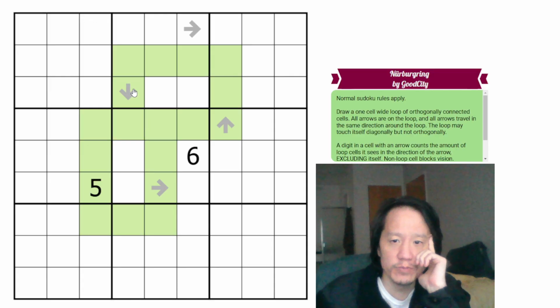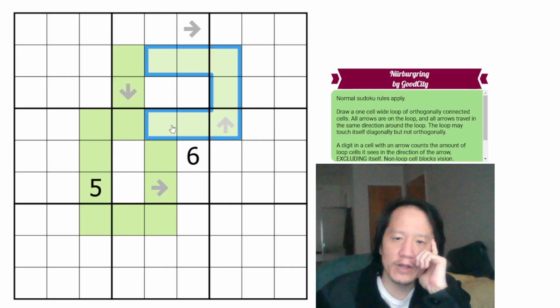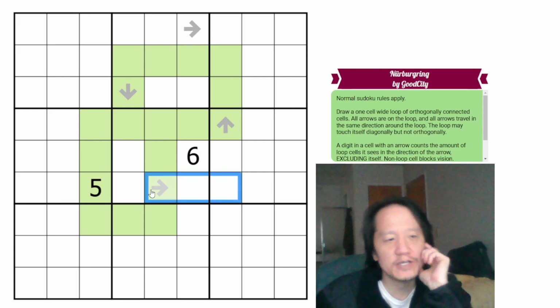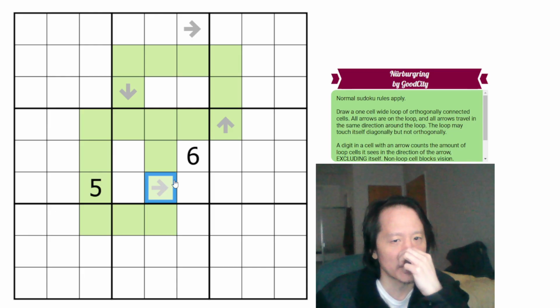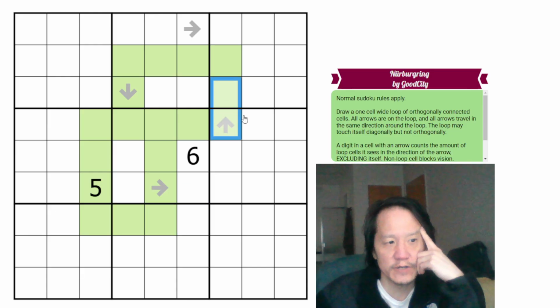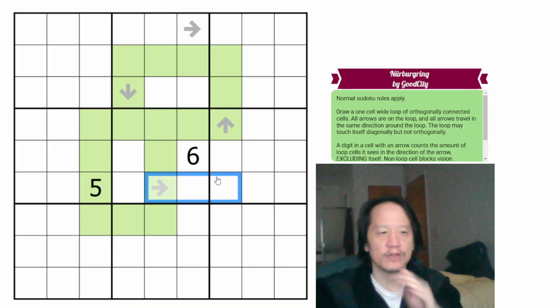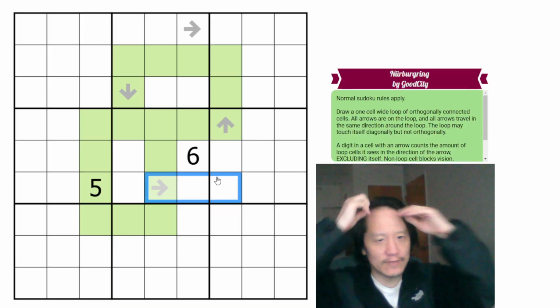All arrows are on the loop. So this is an invalid loop because it doesn't have all the arrows on it. And all arrows travel in the same direction around the loop. So they basically point in the same direction around the loop. So this one, this would not be valid also, because this direction is not pointing in the same direction as this one, right? Because this is not going with the loop. It's not even going against the loop.